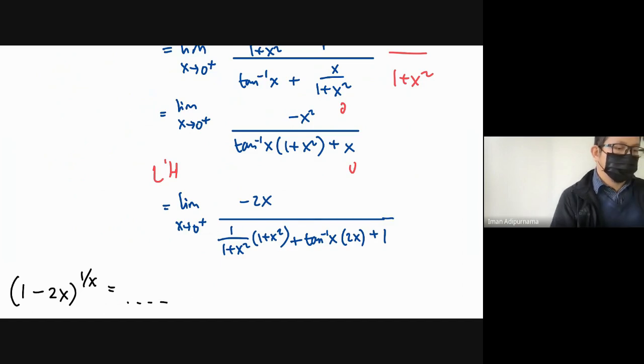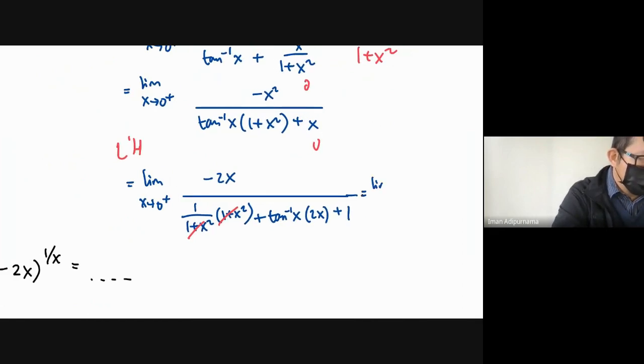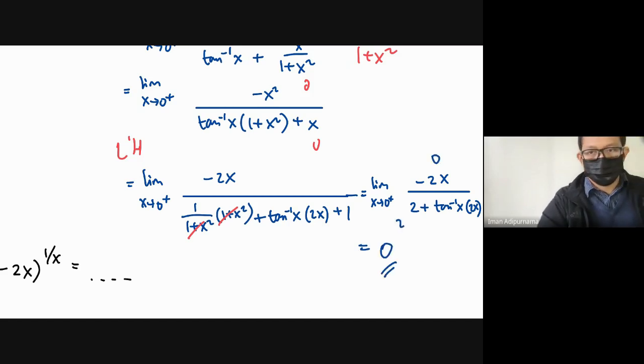Okay. I think this will be cancelled nicely. So we will have negative 2x divided by 2 plus tangent inverse x 2x. And we know that this is 0, this is 2, so this will be 0, right? Okay.